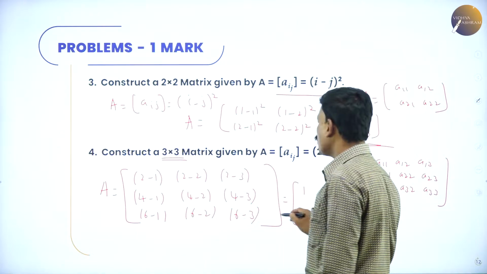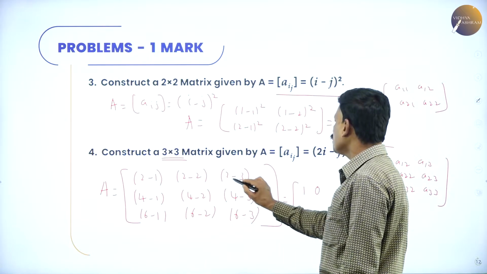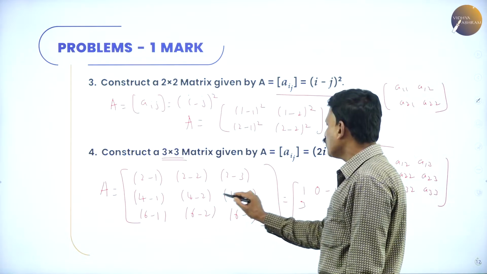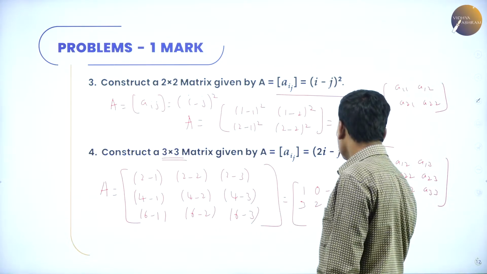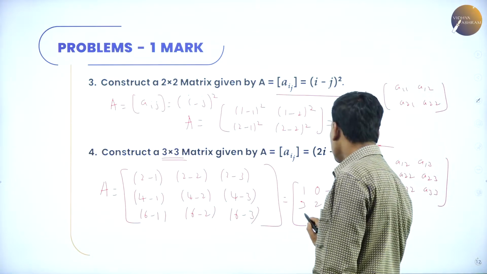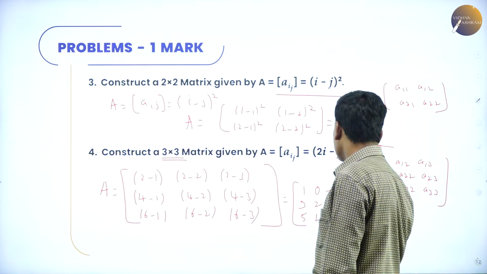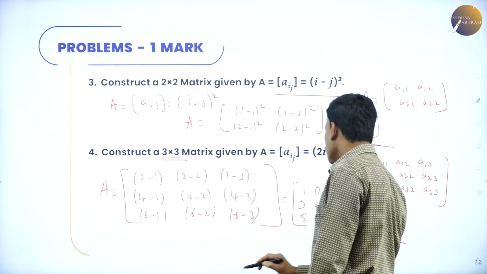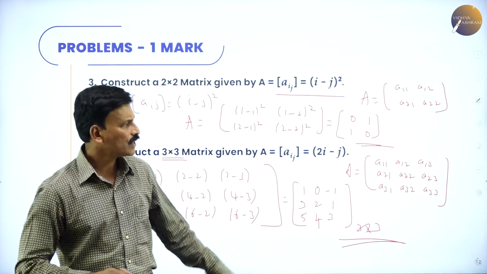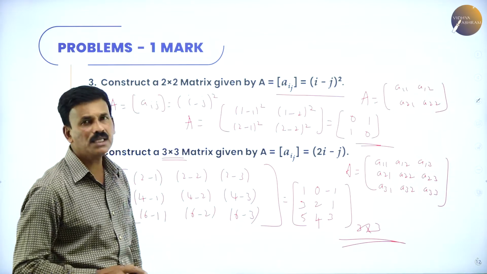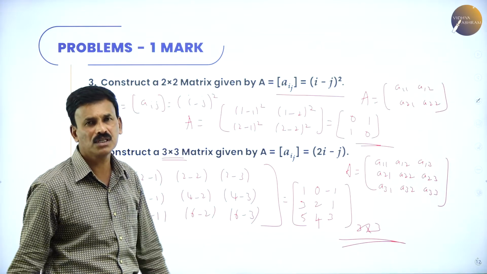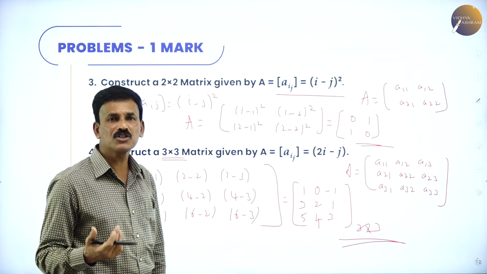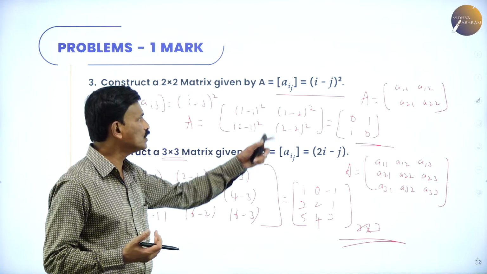2 minus 1 is 1, 2 minus 2 is 0, 2 minus 3 is minus 1, again 4 minus 1 is 3, 4 minus 2 is 2, 4 minus 3 is 1, 6 minus 1 is 5, 6 minus 2 is 4, 6 minus 3 is 3. This is a 3 rows 3 columns matrix. The condition is 2i minus j. That's it. Hope you followed this. So like this we are going to construct a matrix of any order depending upon the given condition.